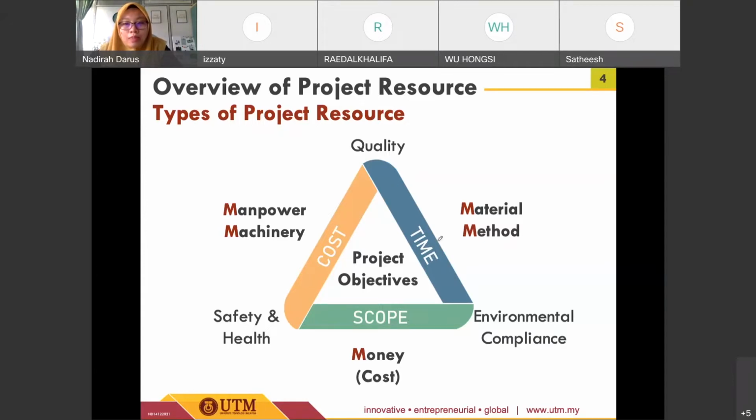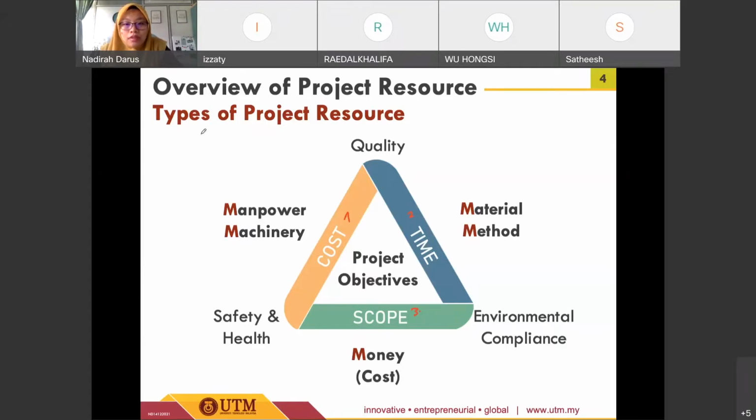So in any project or in any development, regardless of the detail of the project, we need to have a clear objective for the project itself. These three elements, cost, time, and scope, are the basic objectives that need to be fulfilled by the person in charge in order to deliver the project well.